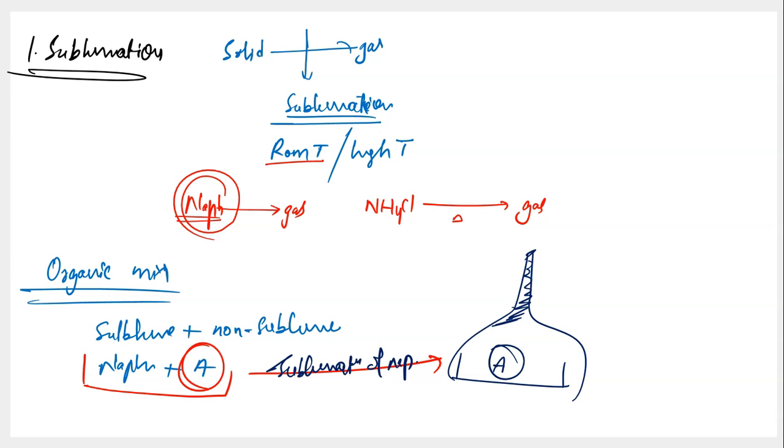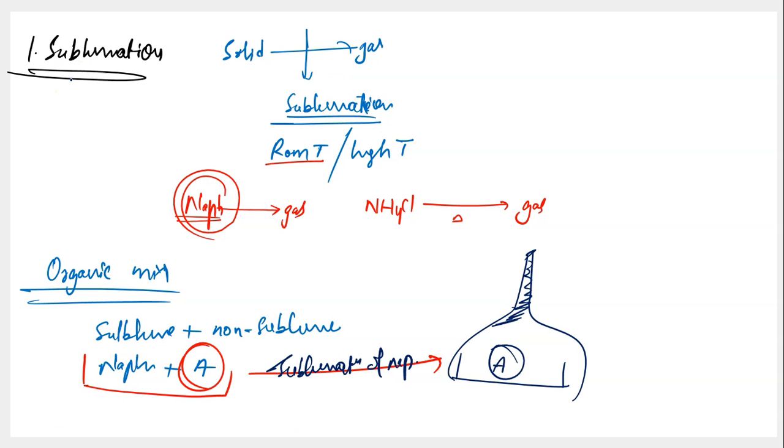But anyway, sublimation is followed only when one of the components in your organic mixture is a sublime. One of the components in your organic mixture has the capacity to undergo sublimation. And sublimation is not always feasible because in organic chemistry we have few molecules which will undergo sublimation at ordinary conditions or at higher conditions. So this is how we can separate the components using the first separation technique, sublimation.